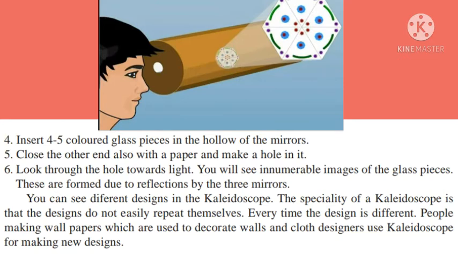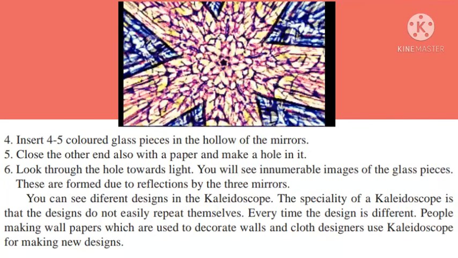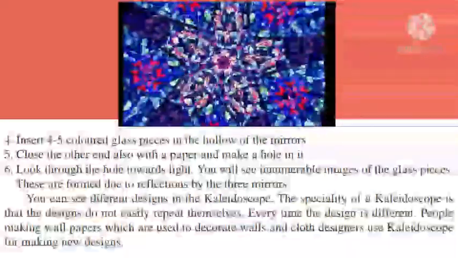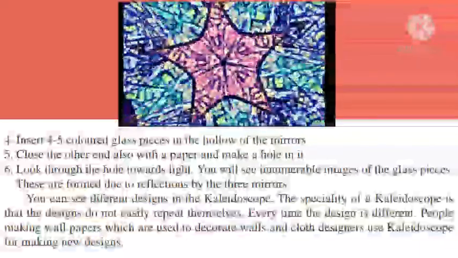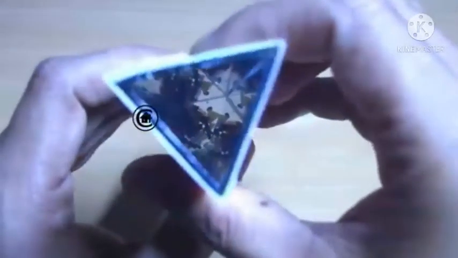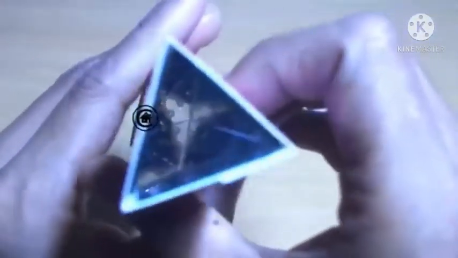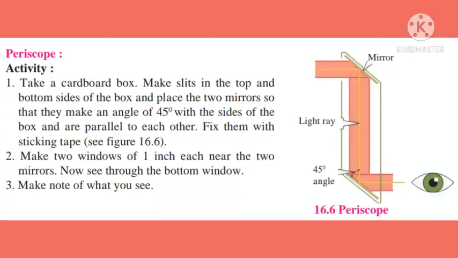These are formed due to reflections by the 3 mirrors. You can see different designs in the kaleidoscope. The specialty of a kaleidoscope is that the designs do not easily repeat themselves. Every time the design is different. People making wallpapers, which are used to decorate walls, and cloth designers use the kaleidoscope for making new designs.